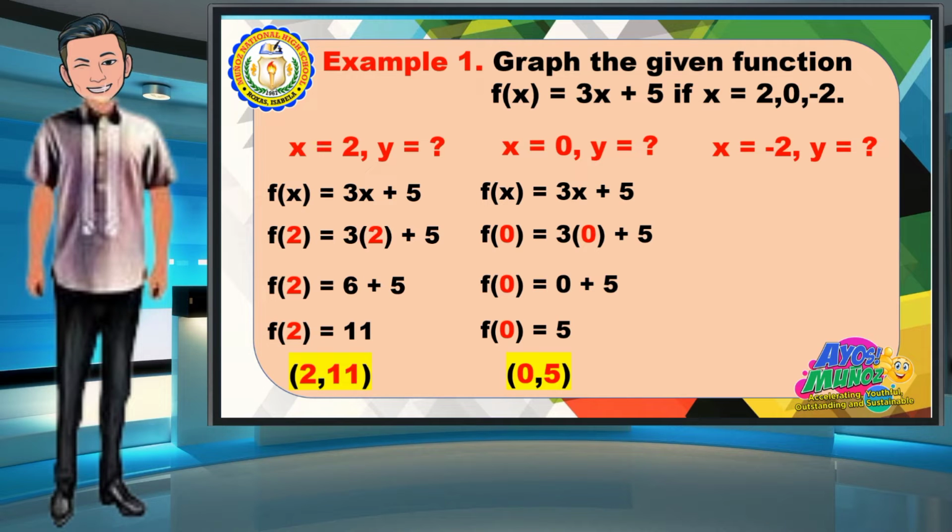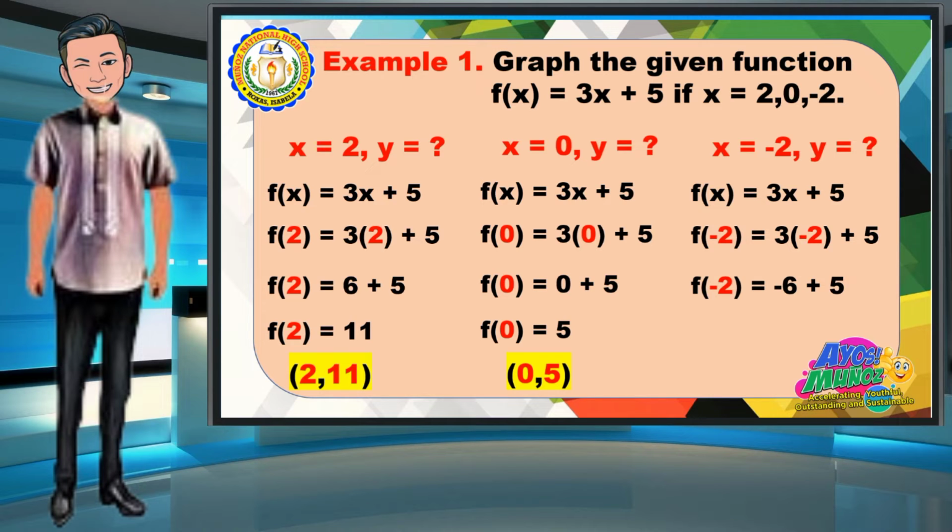How about the value of y if the value of x equals negative 2? With the same procedure, we have f of x equals 3x plus 5. Substitute the value of x, we have negative 2. F of negative 2 is equal to 3 times negative 2 plus 5. And 3 times negative 2 is equal to negative 6. Negative 6 plus 5 equals negative 1. So the value of f of negative 2 is equal to negative 1, or we have the point negative 2 and negative 1.